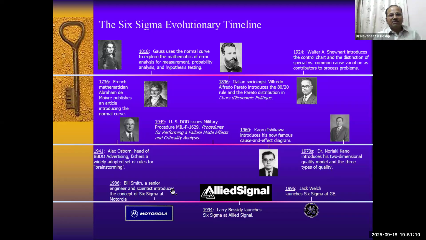Then 1986, Bill Smith, a senior engineer and scientist, introduced the concept of Six Sigma at Motorola. Then in 1994, Larry Bossidy launches Six Sigma at Allied Signals Corporation. In 1995, Jack Welch launches the Six Sigma at General Electric.